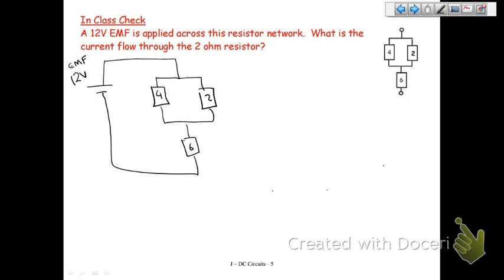So what does it say? It says a 12-volt EMF is applied across the resistor network. What is the current flow through the 2 ohm resistor? So I want my I through my 2. I through, PD across. And that's important to learn: I through, PD across, EMF across. Because you see people talking about these things completely wrong, and if you're talking about it wrong, you're visualizing it wrong. So the current goes through a resistor. The potential difference is across the resistor.